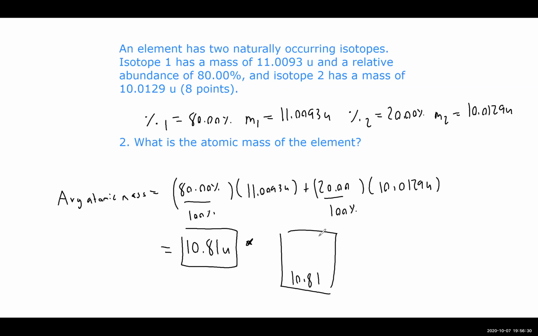What element has an atomic mass of 10.81? Boron. Yep, exactly right. Perfect. Does this example make sense to everyone? Yes. Perfect. So let's go back to opening up the exam.